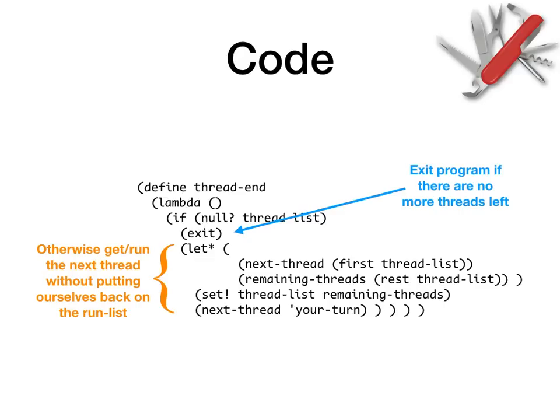Otherwise, this is basically the code from thread yield, except we did not start by saving our current thread. We just don't care about our current thread anymore. We'll just move on to the next one without saving the current one.